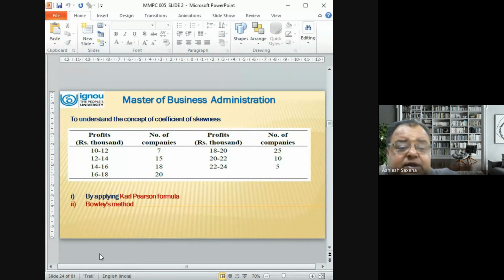Now we will understand the concept of coefficient of skewness. This data is given to us and we have to find out the coefficient of skewness using Karl Pearson's formula and Bowley's method. Keep one thing in mind, the values will be almost equal. We cannot say that for one formula we are going to get the answer as 1 and for the other as 2. It will be only a difference in the decimal values. We will see how.